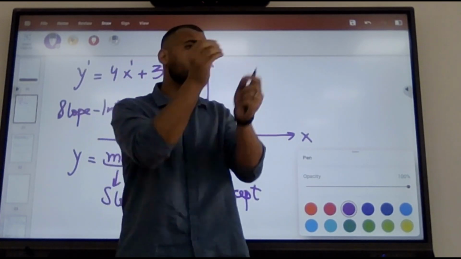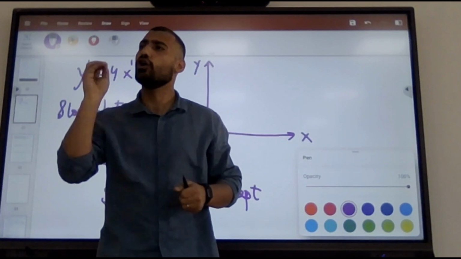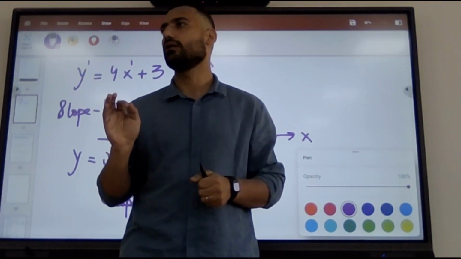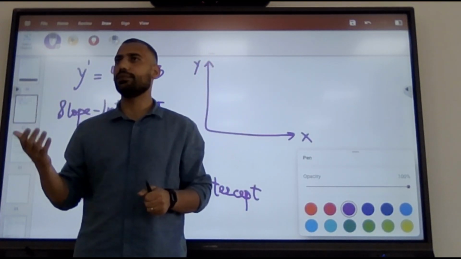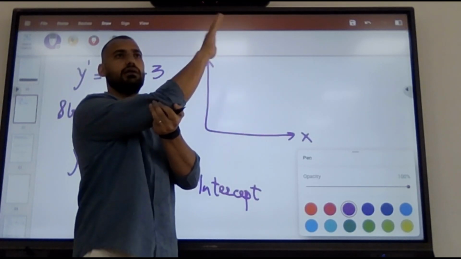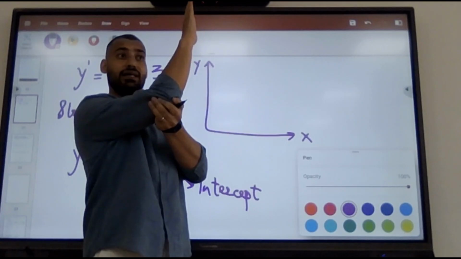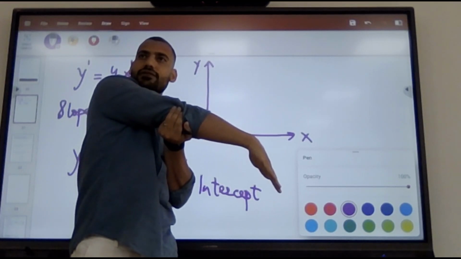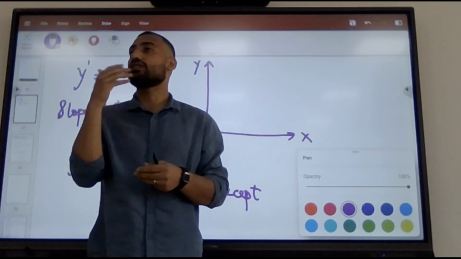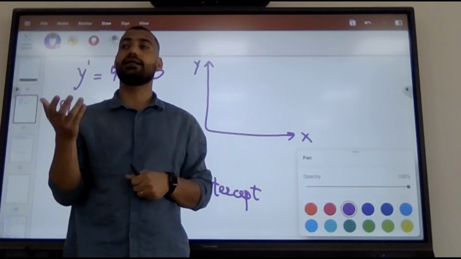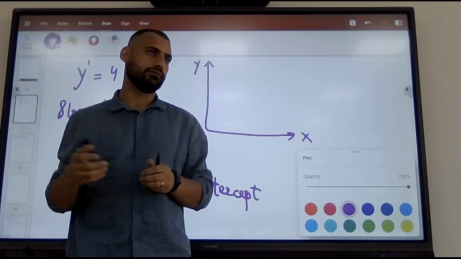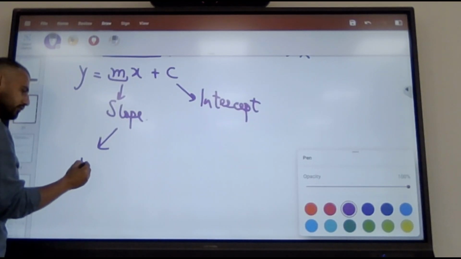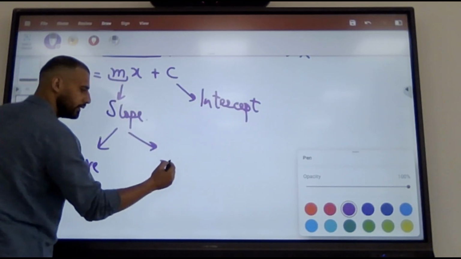Slope is the mathematical way of calculating the steepness of a line. Slope is the steepness. Do you understand steepness? Steepness means either too steep, less steep, no steep, negative steepness. Is that fine? Now steepness can be positive. It can be negative as well. So when you talk about slope, it can be positive. It can be negative as well.